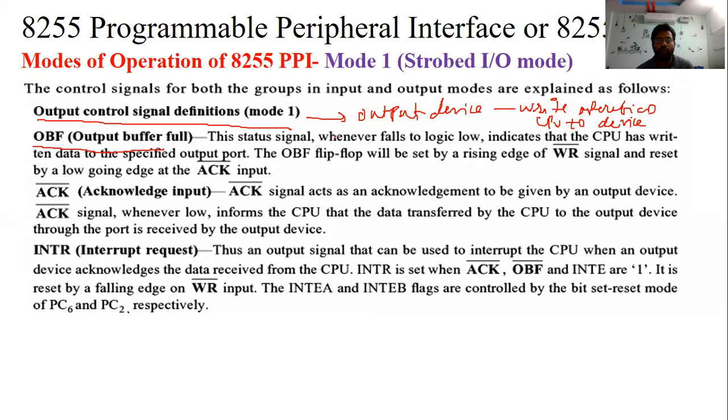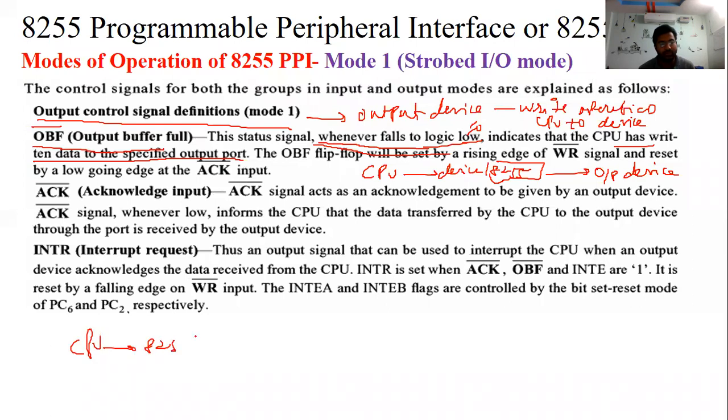Where the signal is going to 1, whether the signal is going to 1, see this signal: IBF, OBF bar, something bar low, nothing but 0. It indicates the CPU has written the data to the specified output, nothing but from the CPU to the 8255 PPA, and then to the output device.